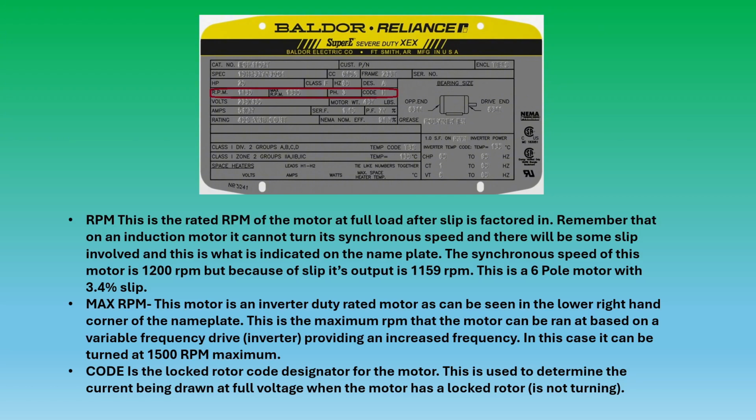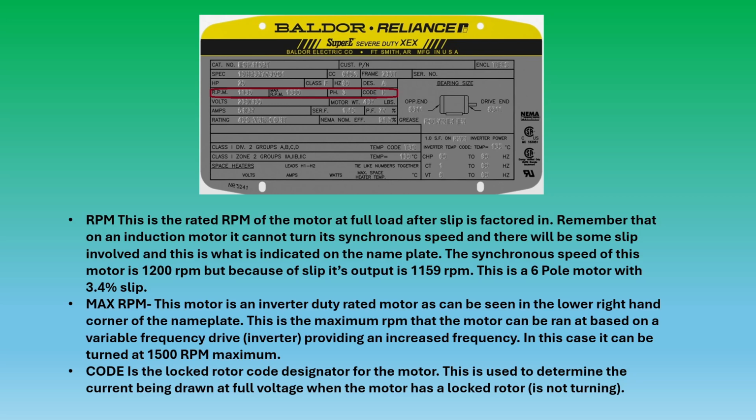Next, we have RPM. RPM is the rated RPM of the motor at full load after slip is factored in. Remember that on an induction motor, it cannot turn at its synchronous speed, and there will be some slip involved, and this is what is indicated on the nameplate. The synchronous speed of this motor is 1200 RPM, but because of slip, its output is 1159 RPM. This is a 6-pole motor with 3.4% slip.